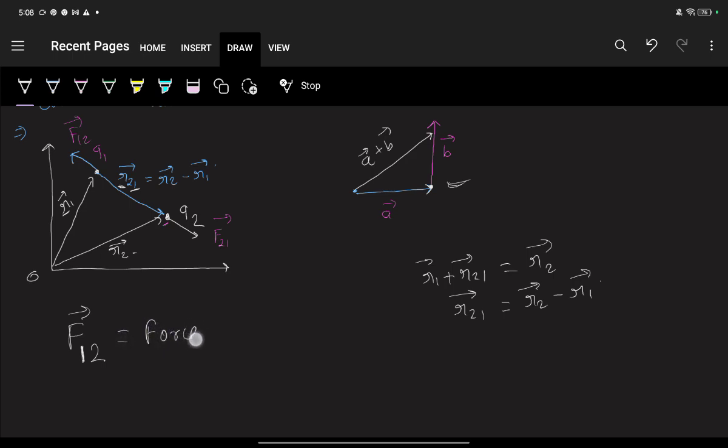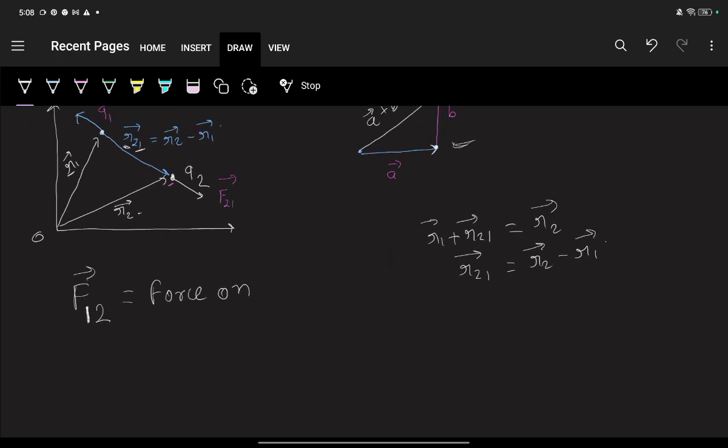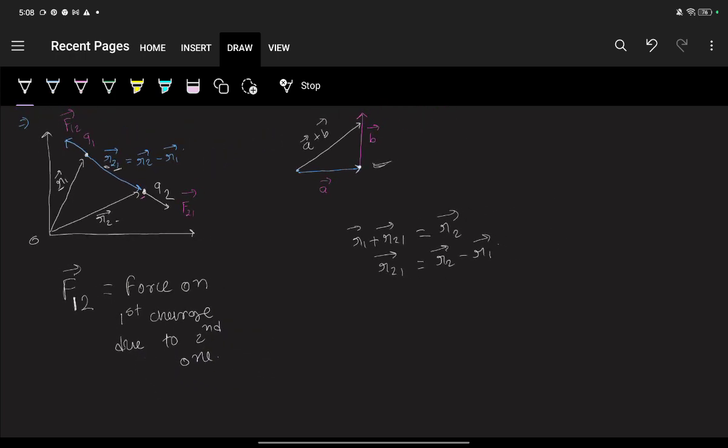Force on second charge, sorry, again mistakenly. Sorry. Force on first charge due to second one. Understood? Yes, sir. Okay, so the relation will be F12 is equal to minus F21, since they are anti-parallel to each other, as you can see here from the figure.